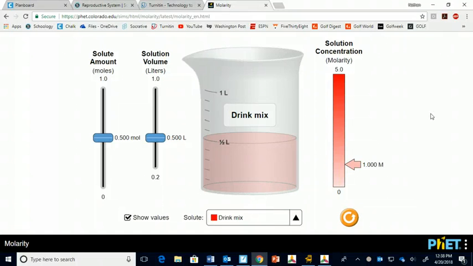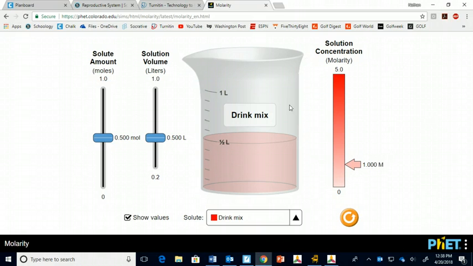Okay, my friends, we are in 14.2. We're looking at page 485. We're talking about diluting molar solutions. So I've got up here on the board for you a simulation that is showing you molarity.